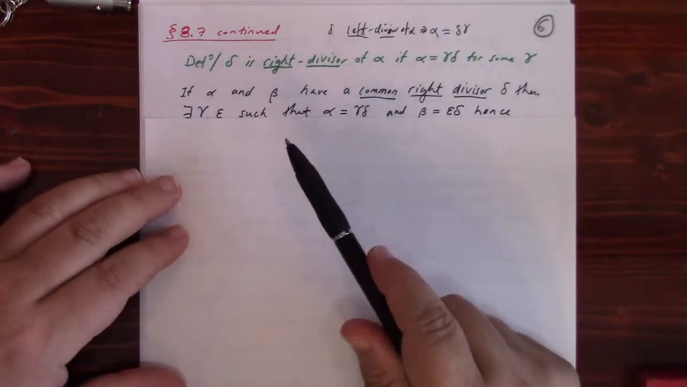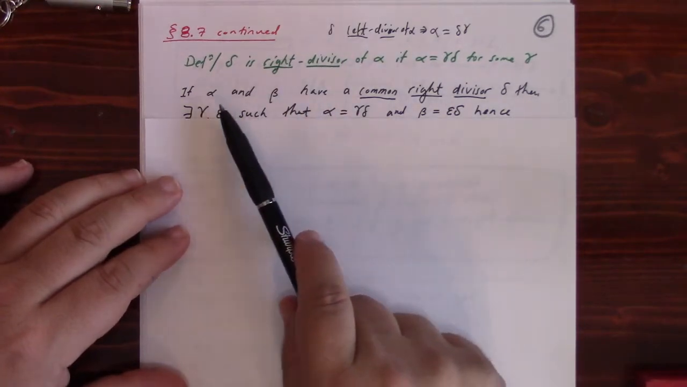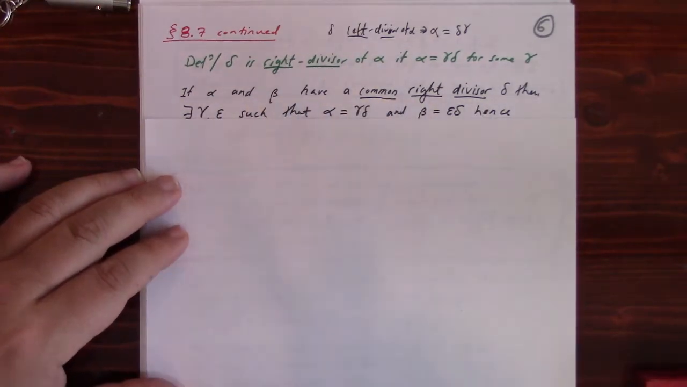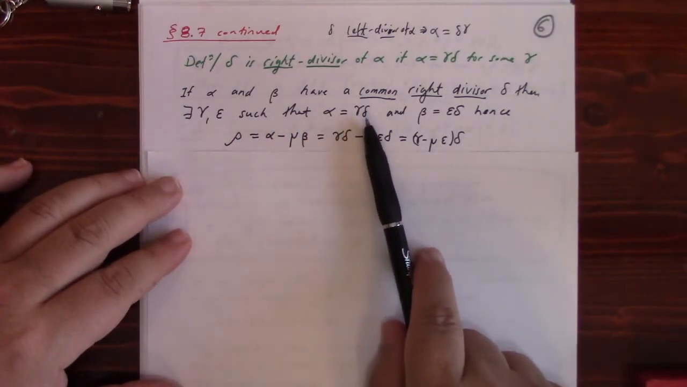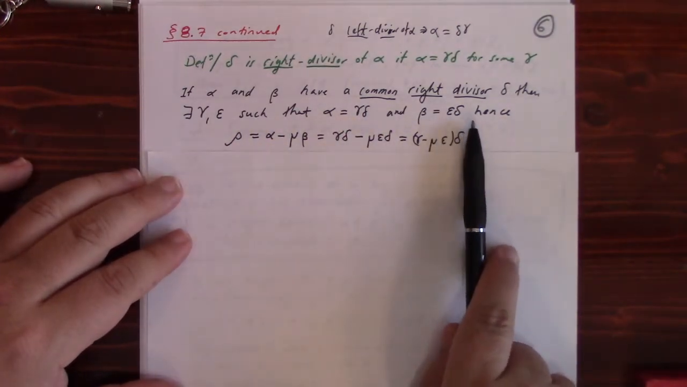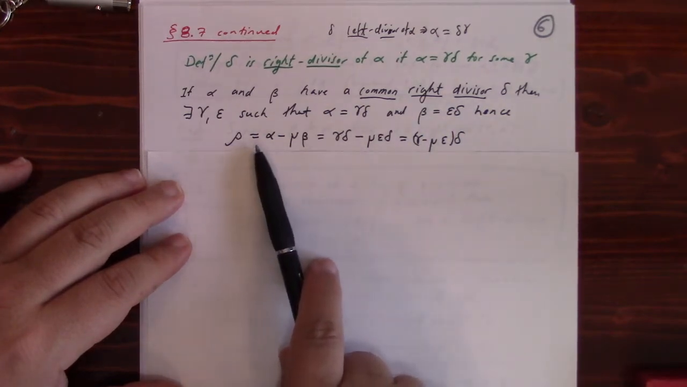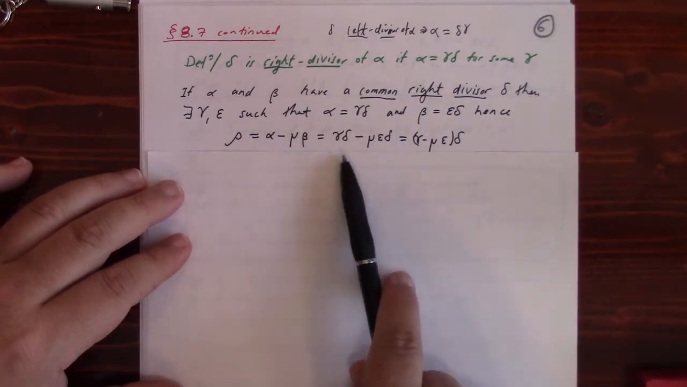Anyway, he focuses on common right divisors. If alpha and beta have a common right divisor delta, then there exist gamma and epsilon such that alpha equals gamma delta and beta equals epsilon delta, and as such, you get that.